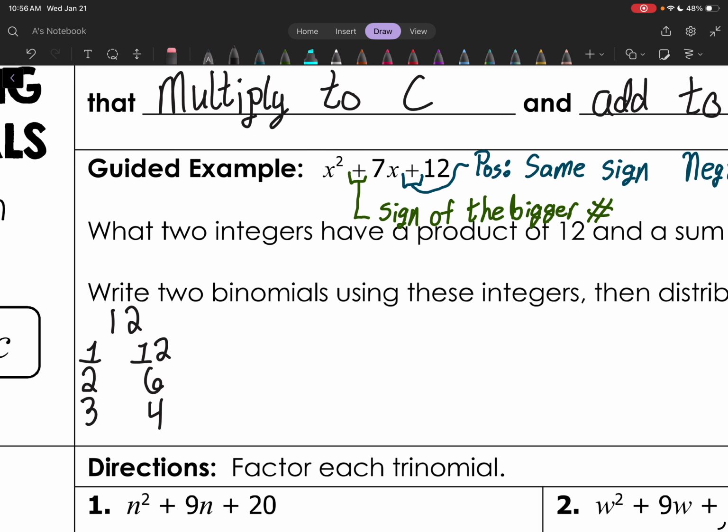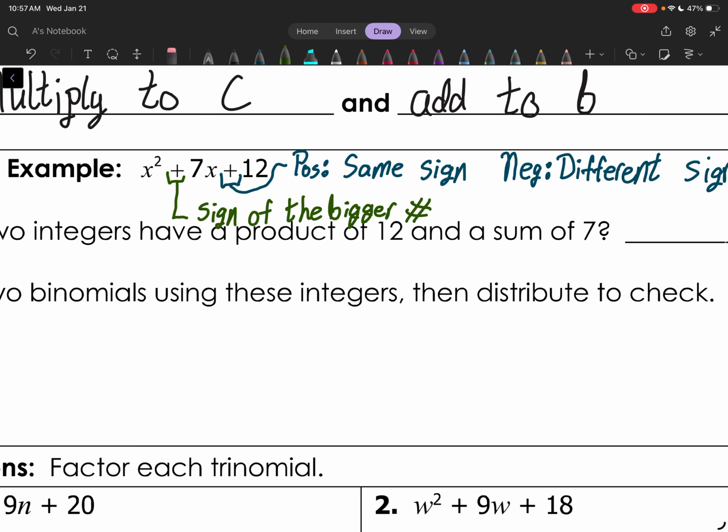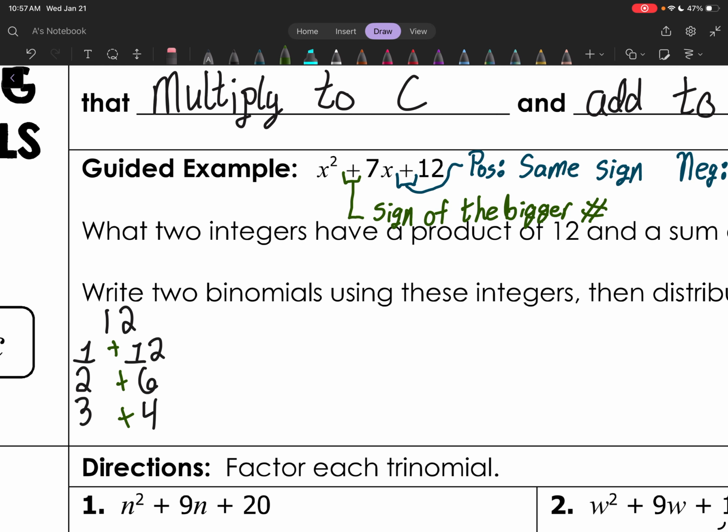Now, we're going to look at the sign in front of the positive 7. This tells me the sign of the bigger of the numbers is positive. So it needs to be plus 12, plus 6, plus 4. The second sign means if it's positive, they are the same sign. If it is negative, it is the different sign. So this means it's the same sign. So the front numbers, the small numbers, will also be positive.